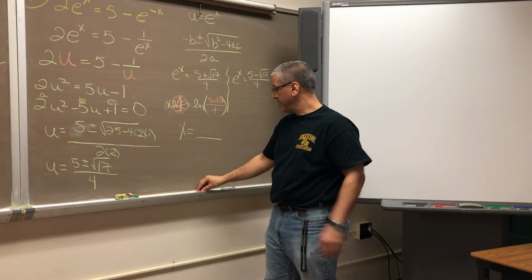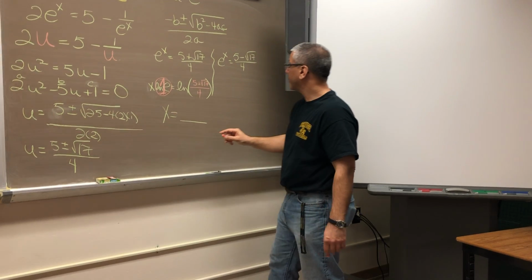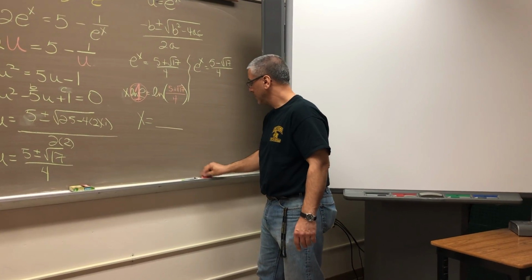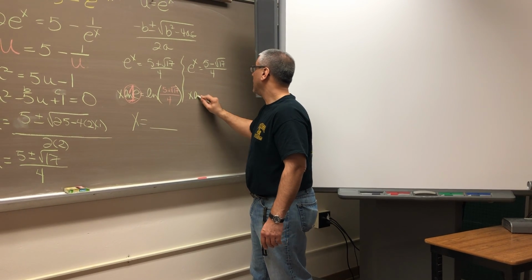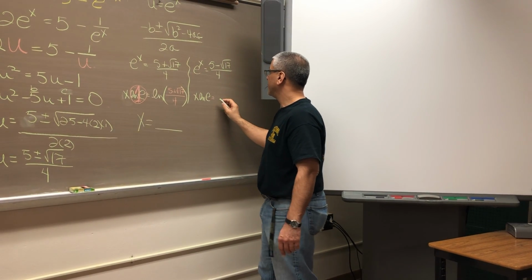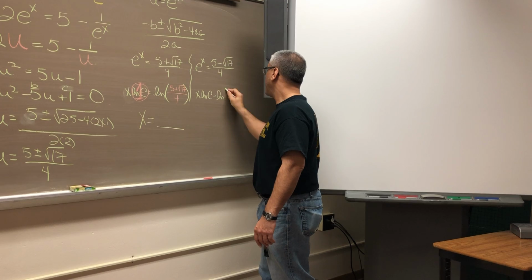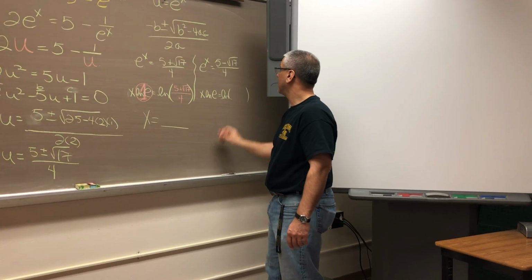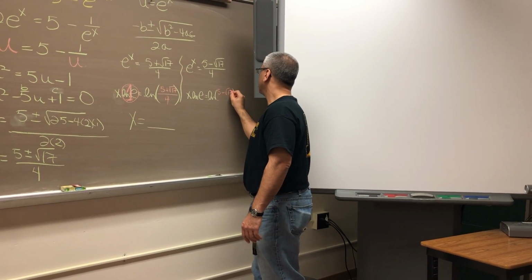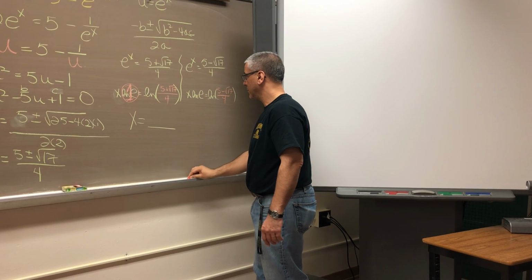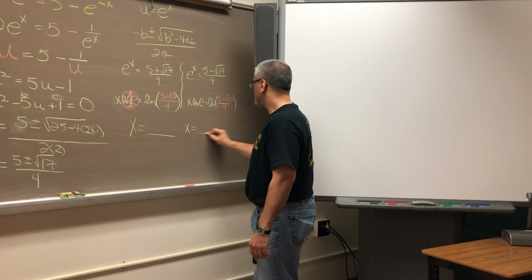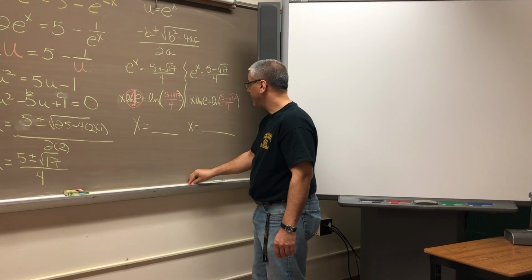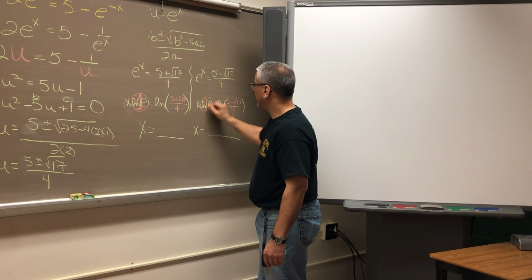I'll show you how to do one of them in the calculator. It's easy to do. Be careful with your parentheses. And then I'm going to do the same thing over here. So I have x ln of e is equal to ln of 5 minus the square root of 17 all over 4. And again, x is equal to carefully typing that into the calculator. Remember, ln of e is again equal to 1.